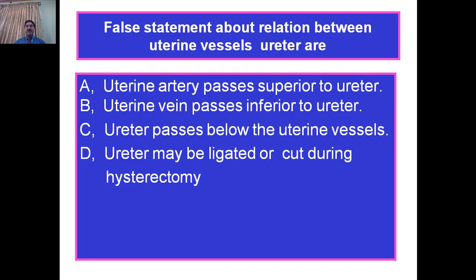False statement about the relation between uterine vessels and ureter is: A, uterine artery passes superior to ureter. B, uterine vein passes inferior to the ureter. C, ureter passes below the uterine vessels. D, ureter may be ligated or cut during hysterectomy. The choice B is wrong. Both uterine artery and uterine vein pass superior to the ureter.